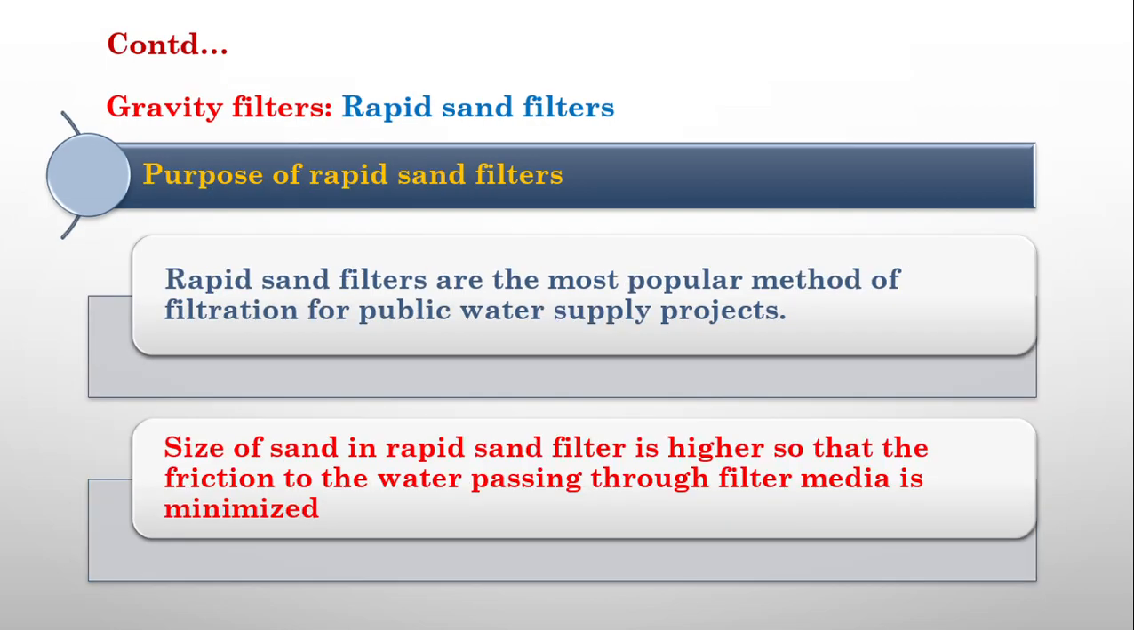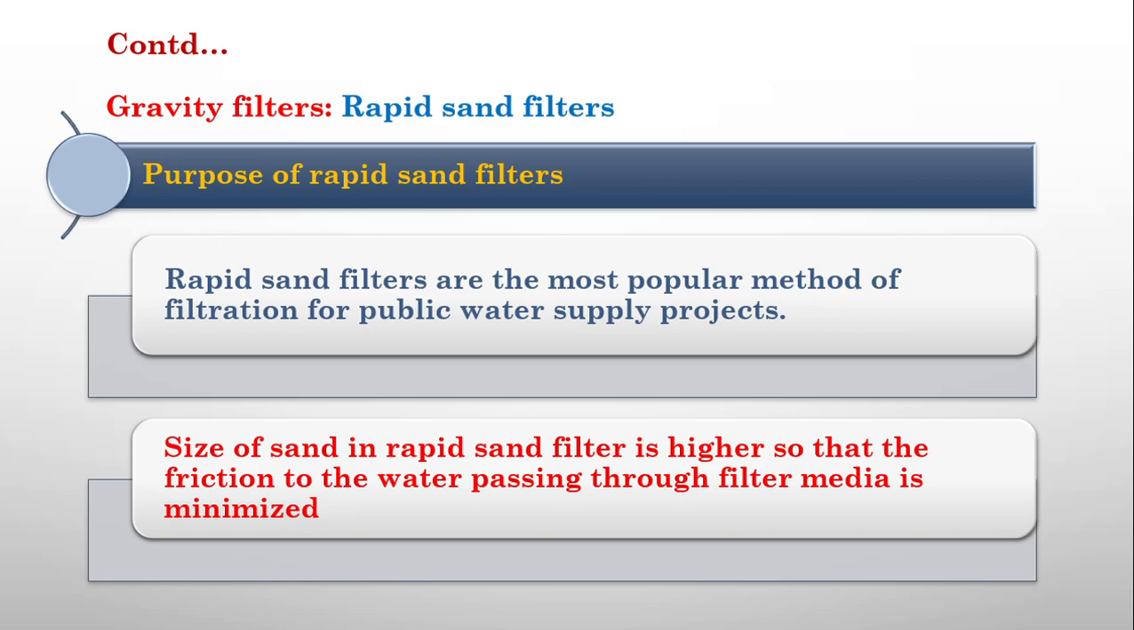Now we'll move on to the second type of filter, that is rapid sand filter. Nowadays rapid sand filters are more used because rapid sand filters are more effective actually. Rapid sand filters are the most popular method of filtration for public water supply projects. Size of the sand in rapid sand filter is higher, so that the friction to the water passing through the filter media is minimized. So this is a difference between the rapid and slow sand filter.